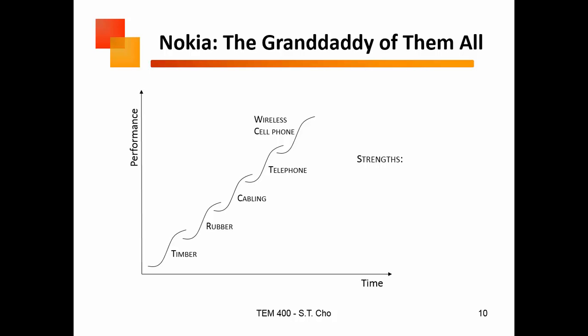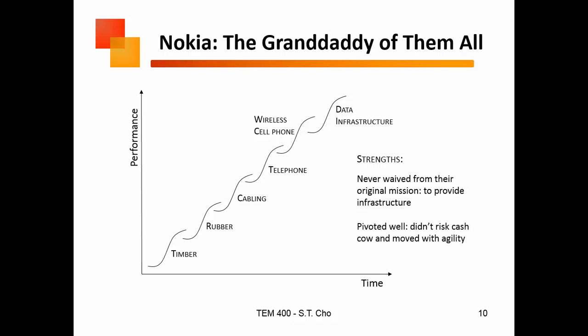The one thing that's not going to change is data. It's just going to keep growing and getting bigger and bigger and bigger. So that's when they sold off, and today they're a data infrastructure company. Their key strengths have been that they've never waved from their original mission. The other thing is some companies pivot too quickly.